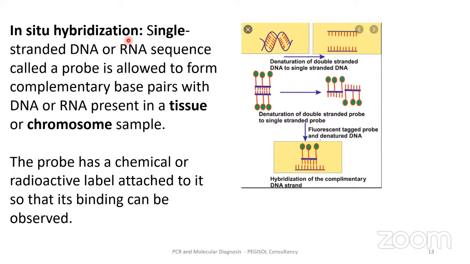In situ hybridization is hybridization that is taking place inside the cell. So a single-strand DNA or RNA sequence called a probe is allowed to form complementary base pairs with a DNA or RNA present in a tissue or chromosomal sample. So we all know what DNA is. Of course, we know that DNA is double-stranded. So this is a DNA.